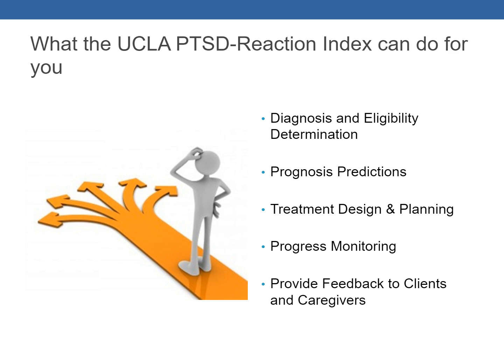Let's take a moment to review what the UCLA PTSD RI can do for you. First and foremost, it can help to guide decisions regarding appropriateness for care or diagnostic and medical necessity determinations. It can also help us make predictions about how clients will do in treatment by answering questions like, what do our client's symptoms and current level of functioning tell us about expectations for treatment?